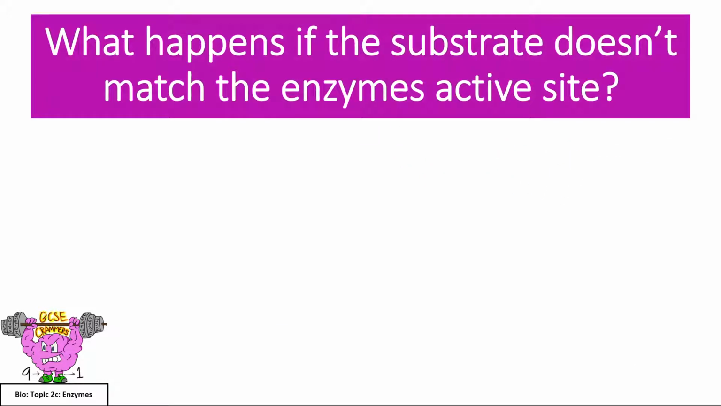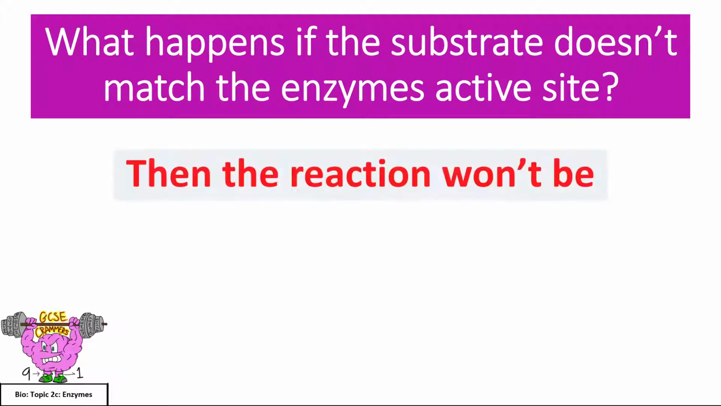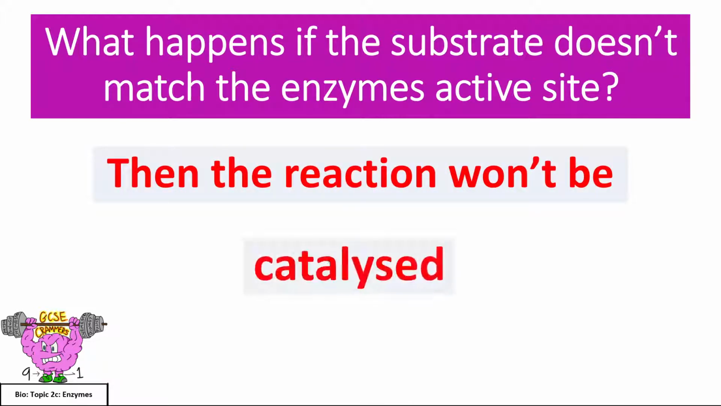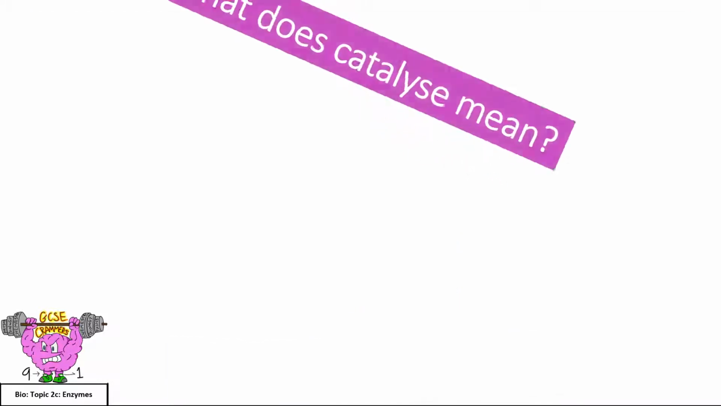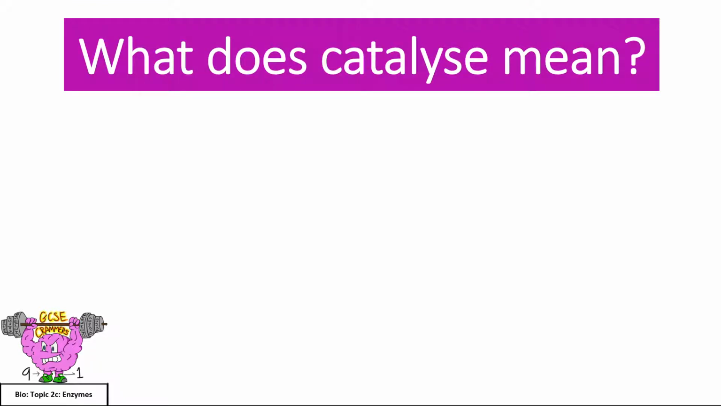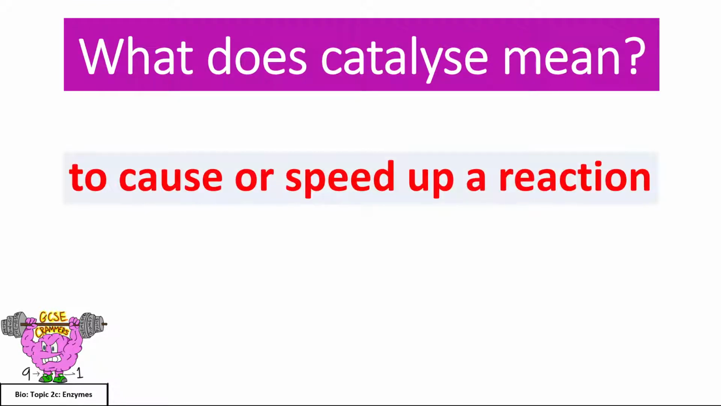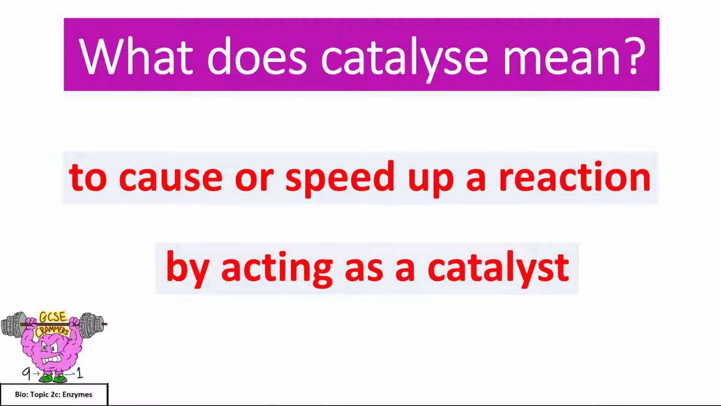What happens if the substrate doesn't match the enzyme's active site? Then the reaction won't be catalysed. Therefore, no reaction will take place. What does catalyse mean? To catalyse means to cause or speed up a reaction by acting as a catalyst.